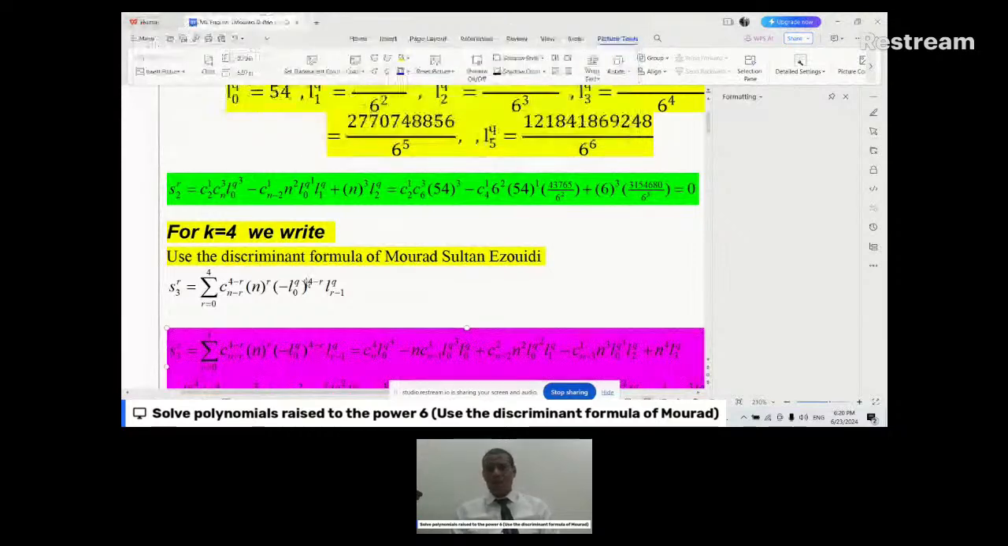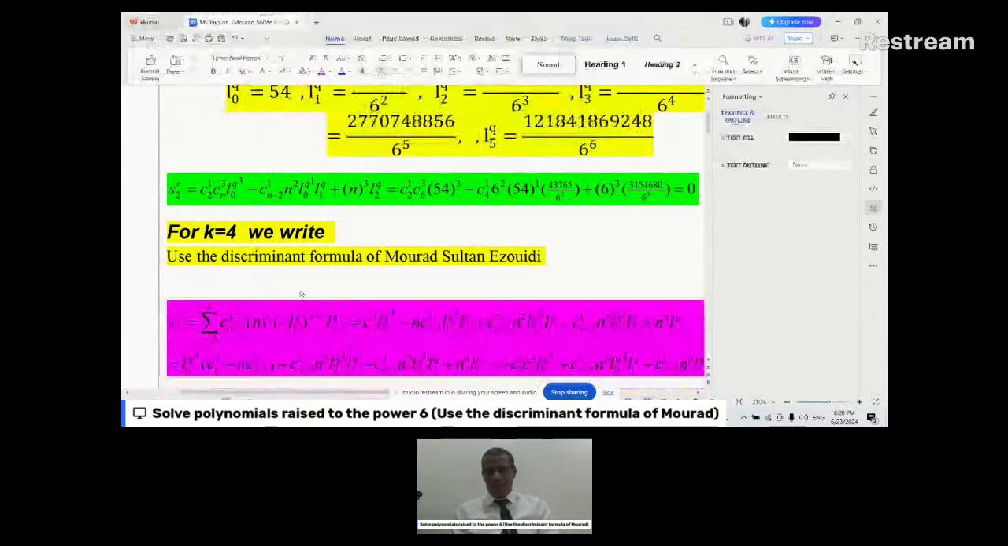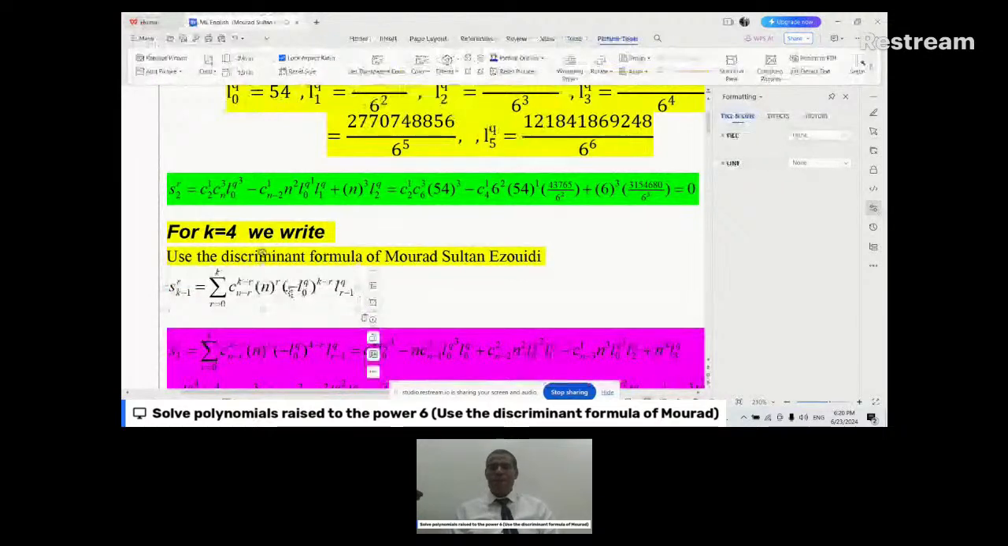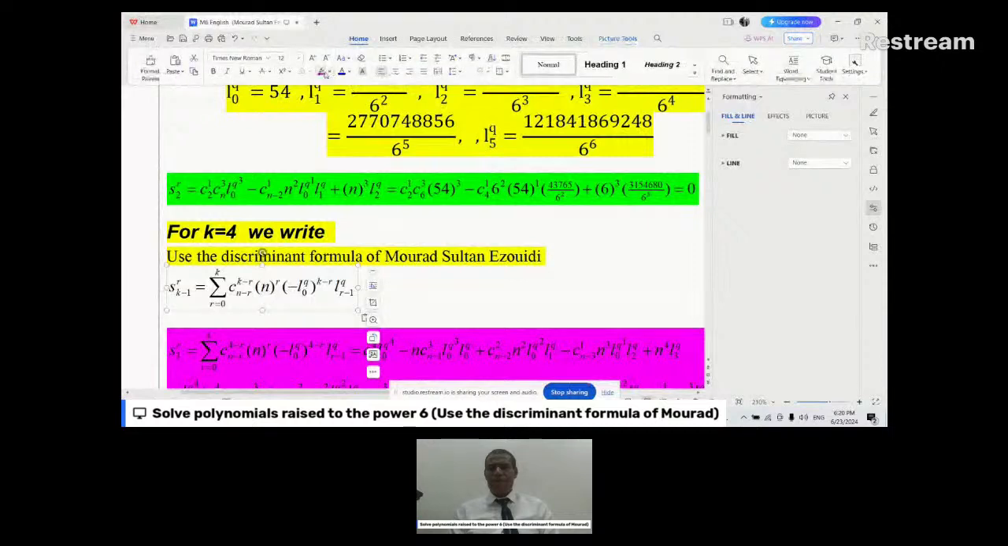Now, learners, I will just proceed. So this one, learners, it's called what? It's called the discriminant formula of Mourad Sultan Ezouidi. This discriminant formula will help you to find the value of the coefficient of the new polynomial that has a relationship to the original polynomial. Okay, it's called a general formula.